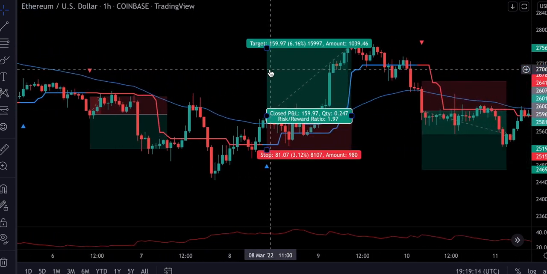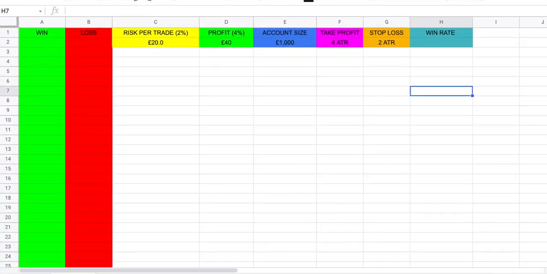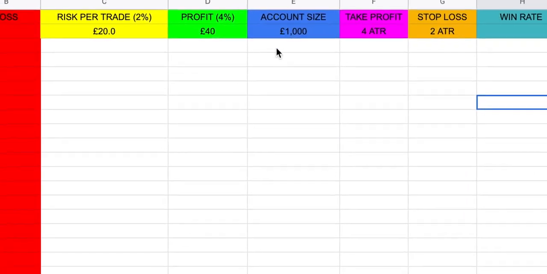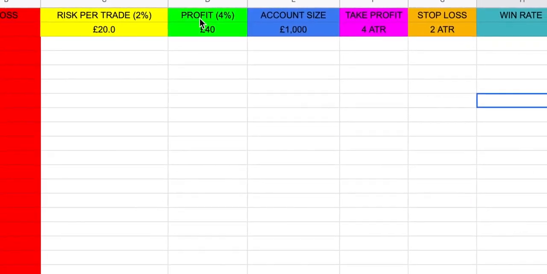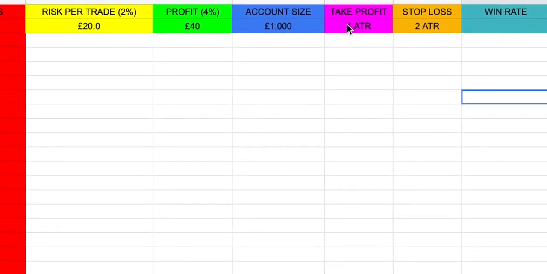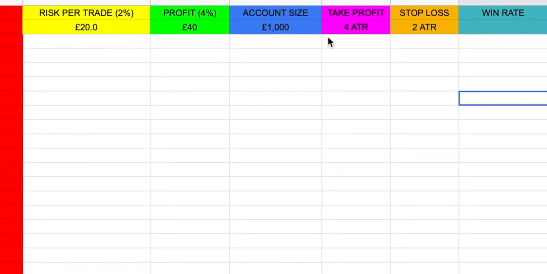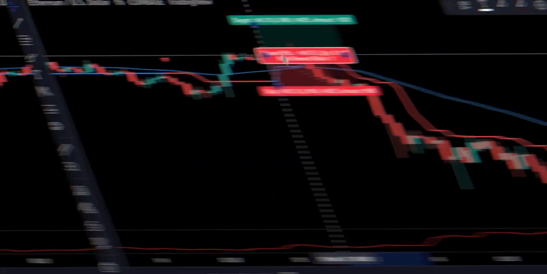I'm going to backtest this strategy at least 50 times and see what the win rate is and what we can expect. We're going to use this spreadsheet to record our wins and losses. Our account size is £1,000, our risk per trade is 2%, and our profit is 4%. The take profit level is going to be at 4 values of the ATR, and our stop loss is going to be at 2 values of the ATR. Okay, let's get into it.